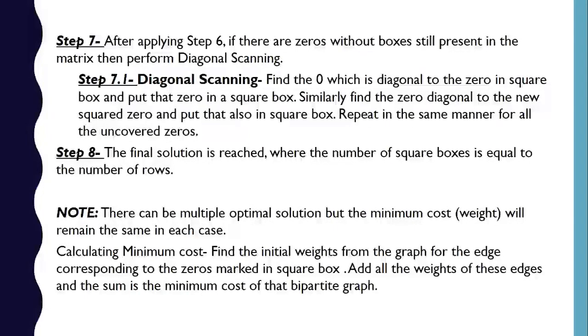But now comes the point of discussing how we calculate the minimum cost. We calculate the minimum cost by replacing the values with the weights of those edges and adding all those weights of all the edges that are discovered from the Hungarian algorithm. When we add all those weights on these edges, we find the minimum cost of that bipartite graph.